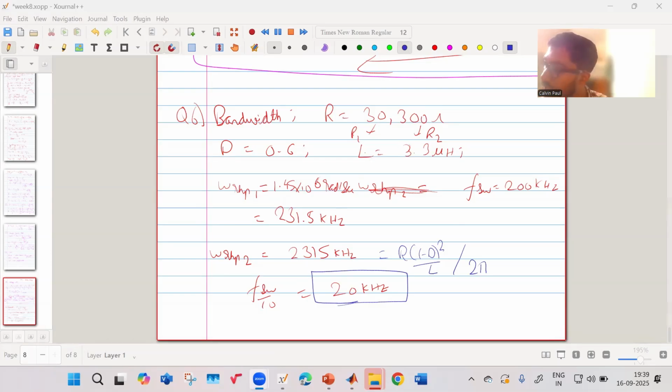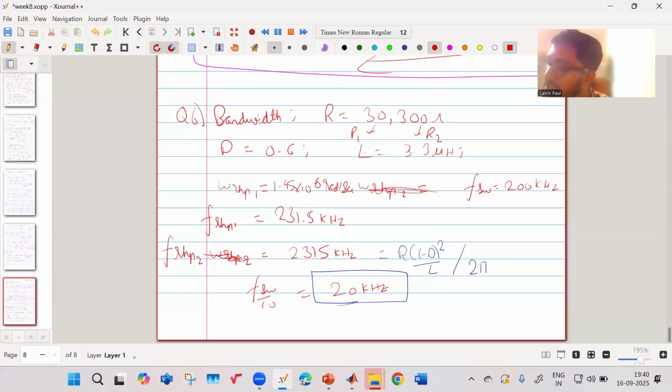Yeah, so I told to convert into kilohertz because switching frequency also is in kilohertz, right? To make it easier. So this actually should be FRHP1. And this should be actually FRHP2, sorry.